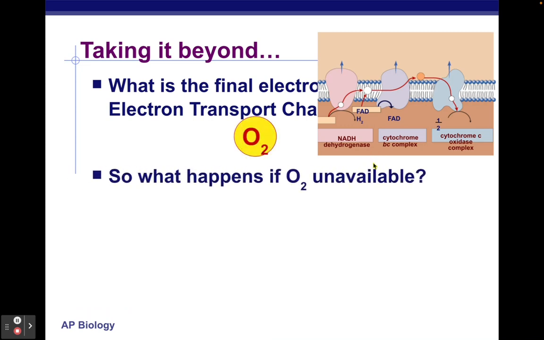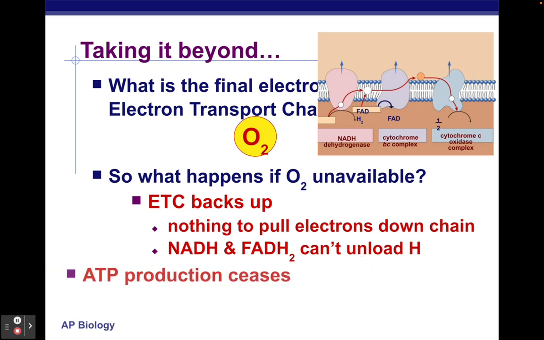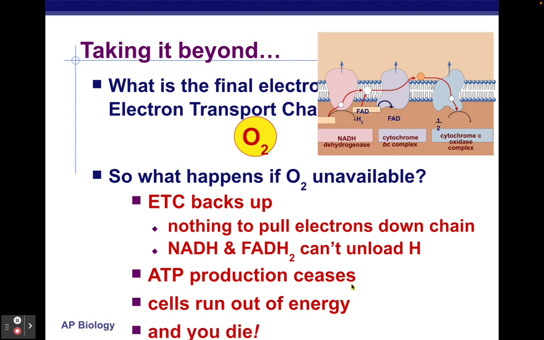So I mentioned this before, and we're actually going to be doing a quick activity with this. What happens if there's no oxygen available? So what I was talking about before, when people suffocate or people drown, that means they have no more electron acceptor. So what's going to happen? The electron transport chain backs up. Nothing to pull the electrons down the chain. NADH and FADH2 can't unload their H. And ATP production ceases, and it takes minutes for the body to die. Okay? The cells can run completely out of energy, and everyone dies. Very sad story.